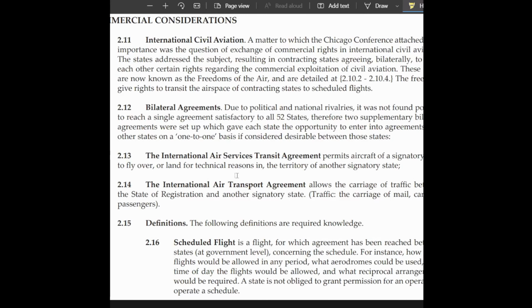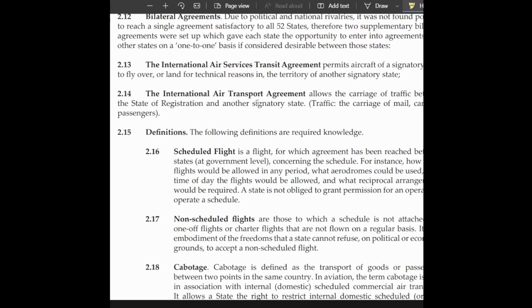I want you to just go through this once, because these are just definitions and not really important from an examination point of view, but you need to understand it.